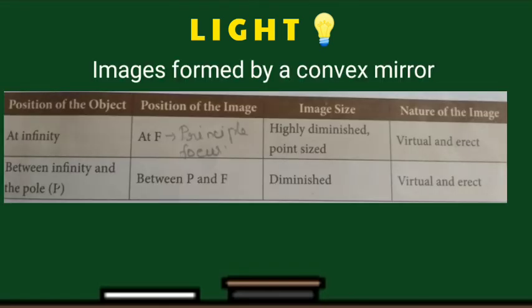First, image formed by convex mirror. If the object is at infinity, the position of the image is at F. We know F is the principal focus, and the size of the image is highly diminished, that is point sized. Nature of the image is virtual and erect. Then if the position of the object is between infinity and the pole, the position of the image is between P and F. Here P is the pole. Image size is diminished and nature of the image is virtual and erect.